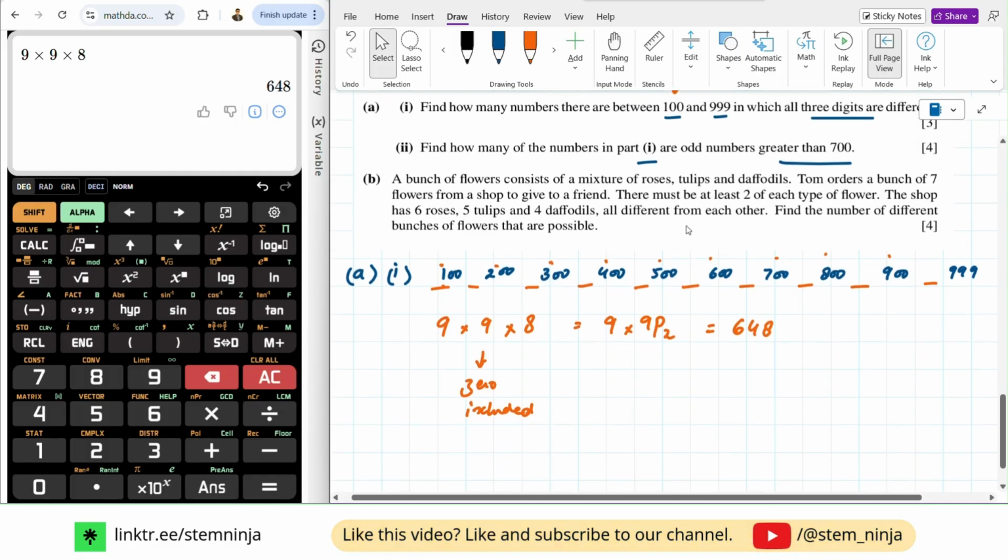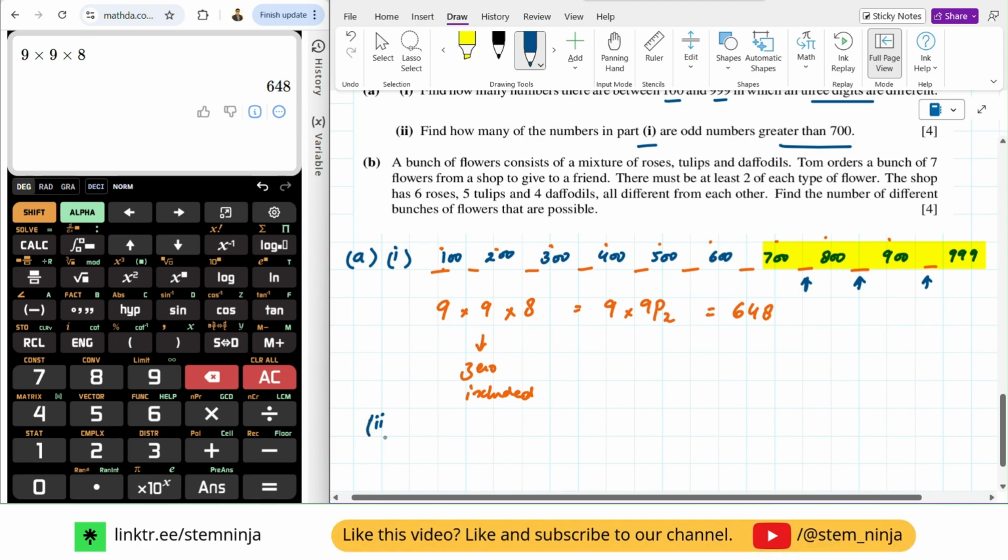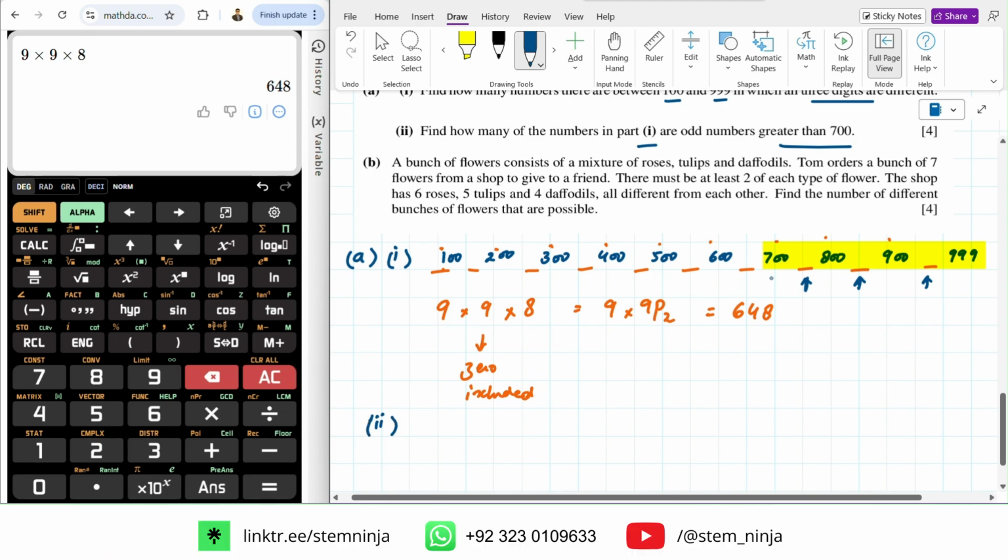So greater than 700. Let's just focus our attention on this particular bracket. So we have 1, 2, 3 possible places for these numbers to be. The number could start with a 7, it could start with an 8, or it could start with a 9. So that means there are 3 choices for starting numbers: 7, 8, or 9.